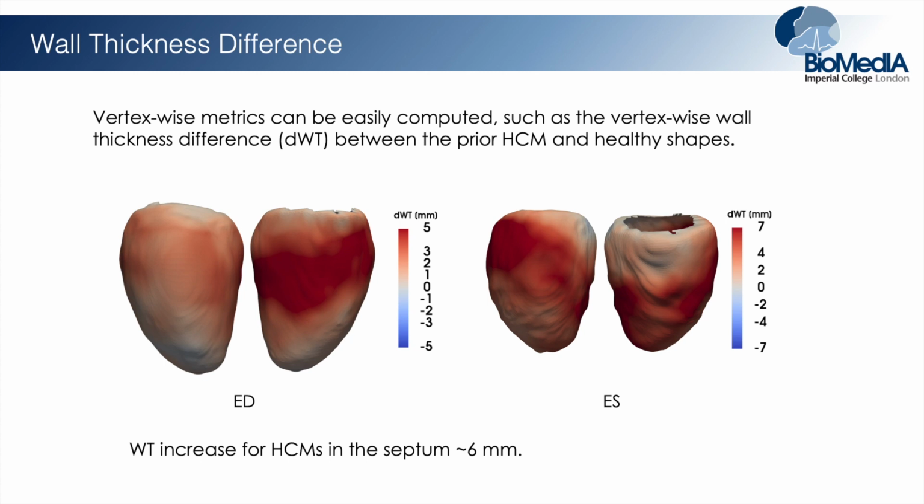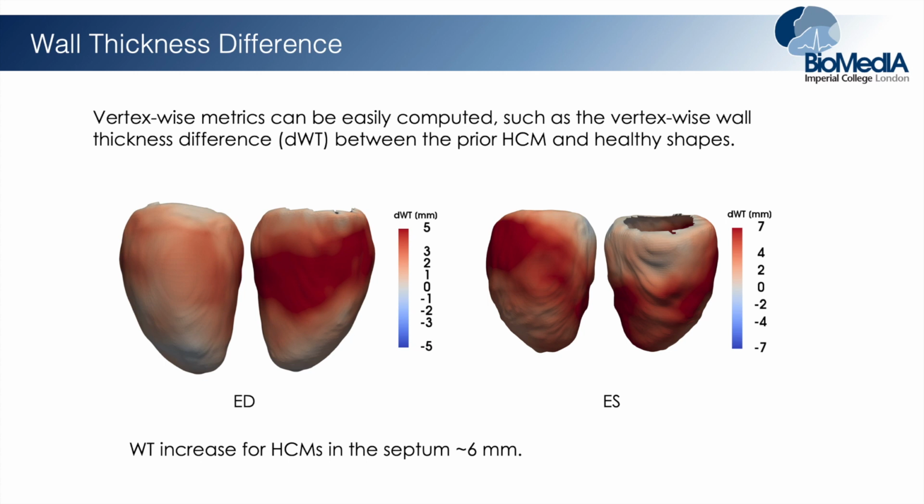So here you have a 3D model of the left ventricle at end diastole and at end systole. And as you can see here, there are colors on these models, and these represent the difference in wall thickness between the average pathological shape and the average healthy shape at each vertex. So by plotting this difference on this model, we can clearly see that the remodeling pattern is regional, asymmetric, and is in agreement with the literature, which is what we were expecting.